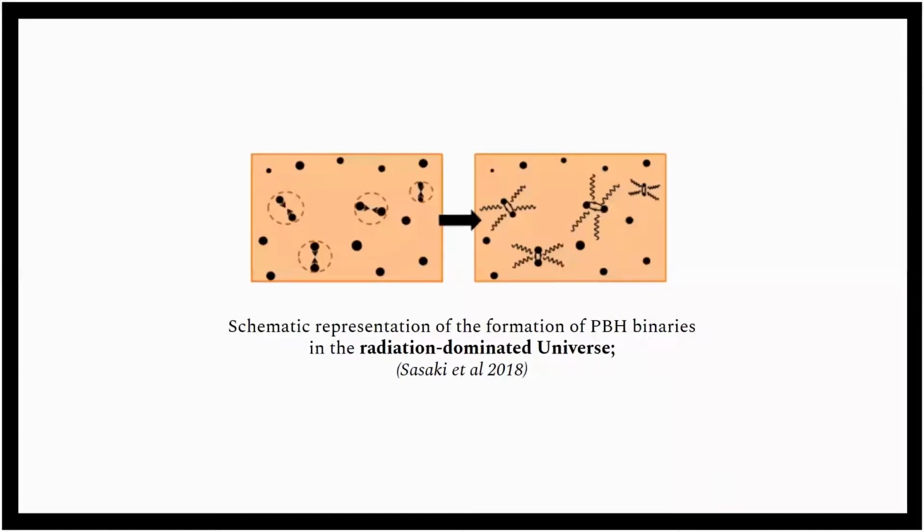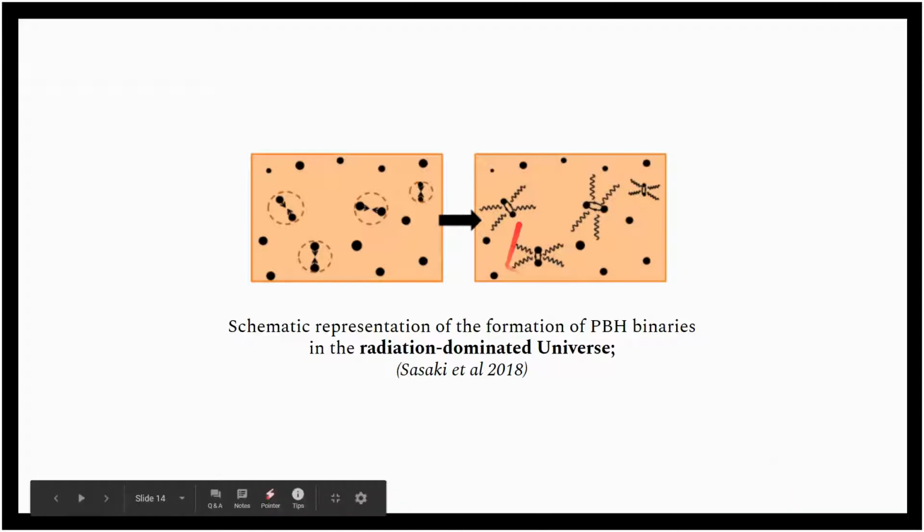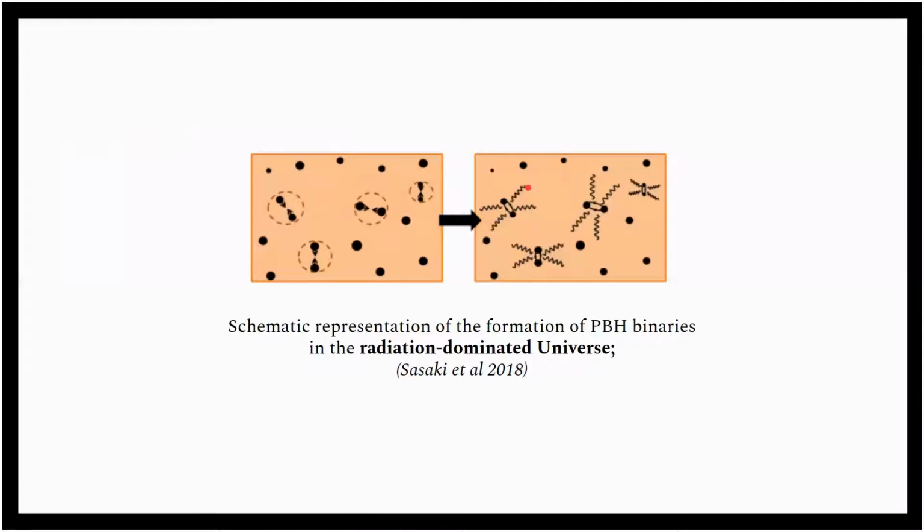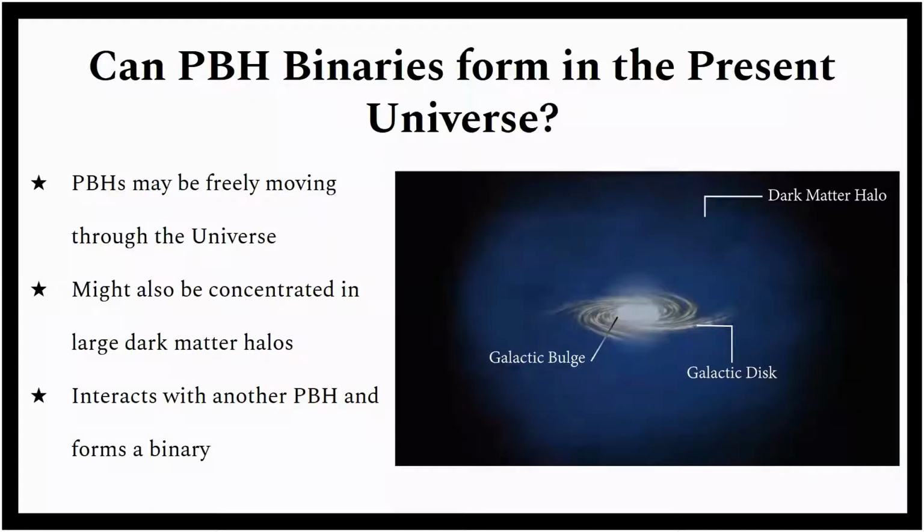Okay, so you saw that they were basically being created, or forming, in the inflationary era, but they actually tended to form binaries in the radiation-dominated era when the universe cooled down a bit more. And they formed these eccentric binaries when they approached each other. But primordial black hole binaries can also definitely form in the present universe.